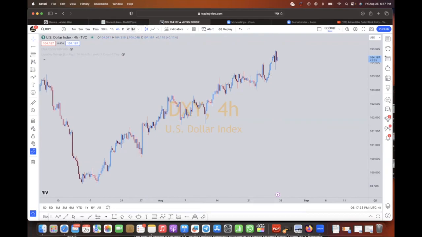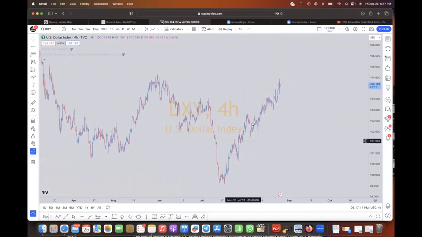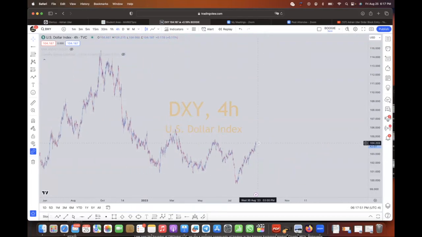But as you see, this is why the top-down analysis is so important. On the higher time frame, it's still considered a downtrend until it creates a new higher high. Does that make sense? On the lower time frame right here, you can see, oh, it's in an uptrend, but overall, it's still in a downtrend. All right.